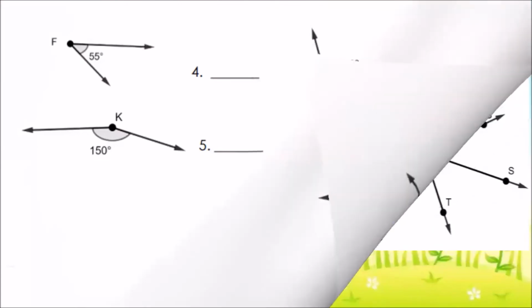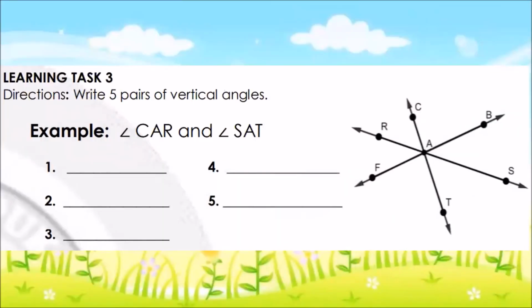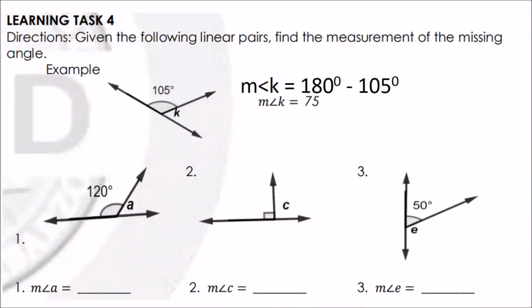Learning task 3, write 5 pairs of vertical angles. Use 3 capital letters. We have 3 different ways to write an angle, which we discussed in week 1. So what are the opposite angles? 5 pairs.